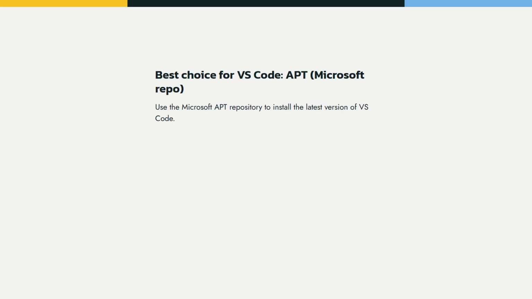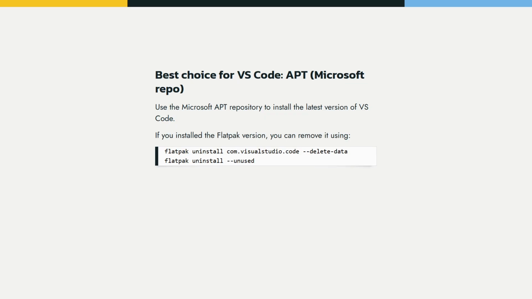Remember that VSCode is also available from the Flatpak package manager, but you should not use that one, because that's not the official one and has some issues. So if you have installed the Flatpak version, you can run this command to uninstall it, and next we will install the Microsoft version.